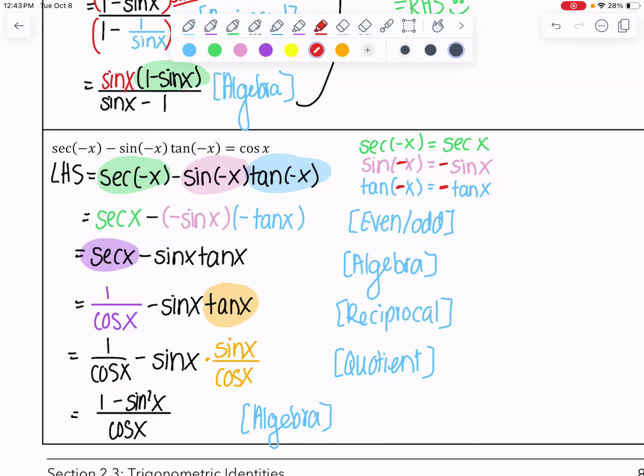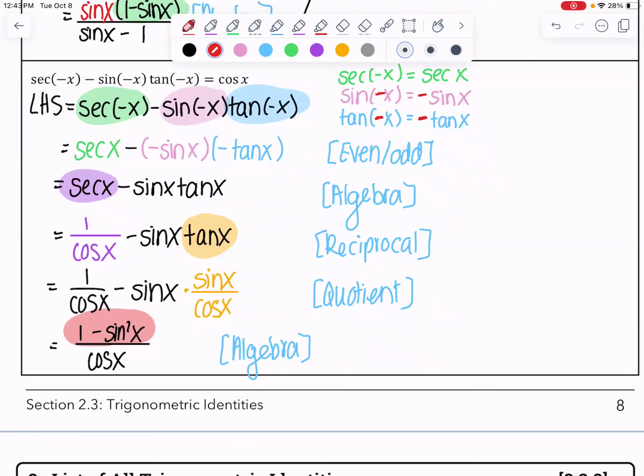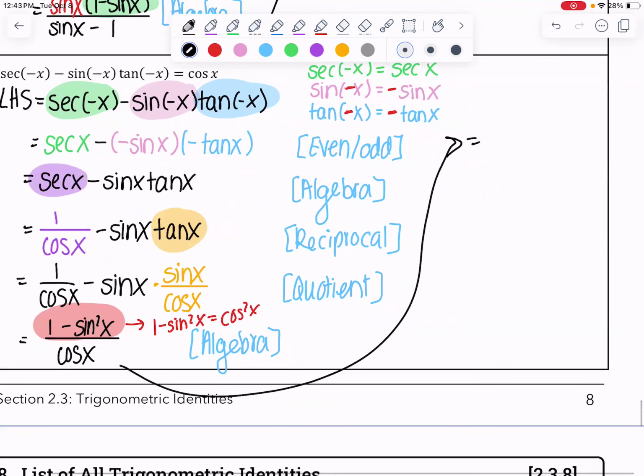I see that 1 minus sine squared x on here, that's a Pythagorean identity. It's equal to cosine squared x. So we have cosine squared x divided by cosine x. Cosine on the bottom and one of the ones on top cancel. And you're left with just cosine x.